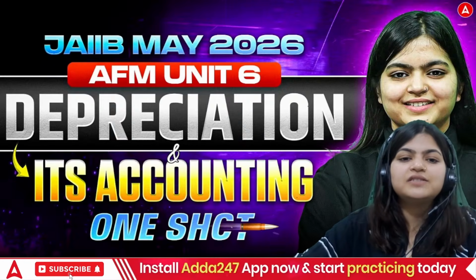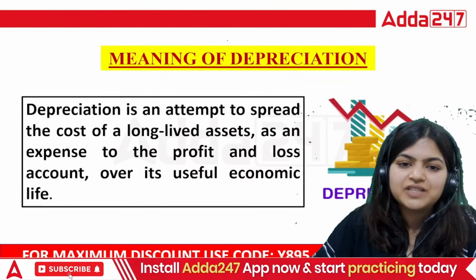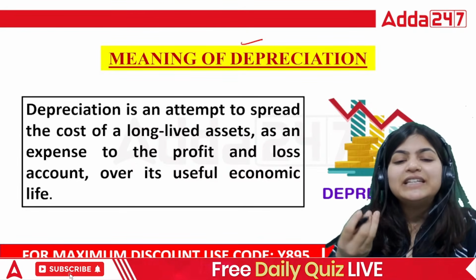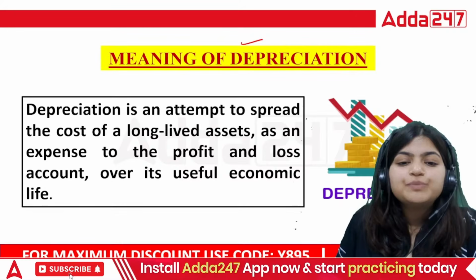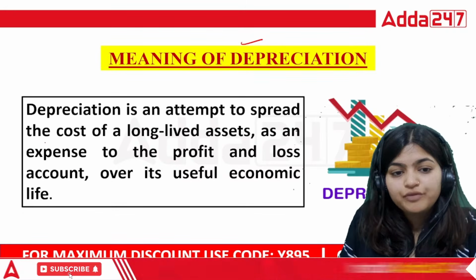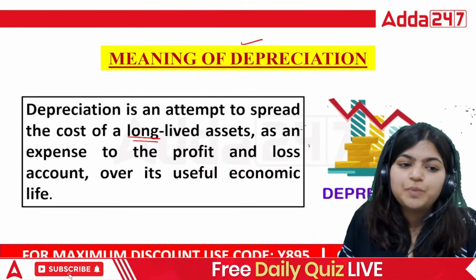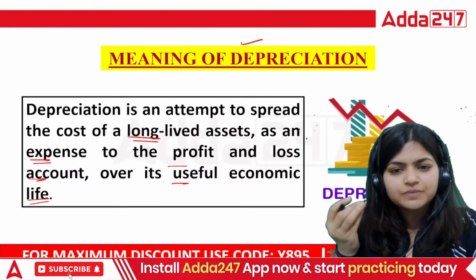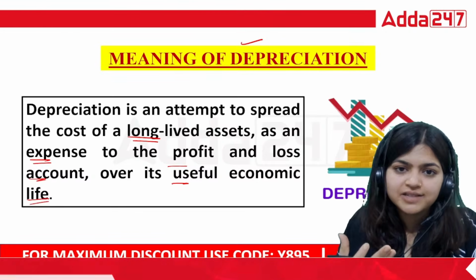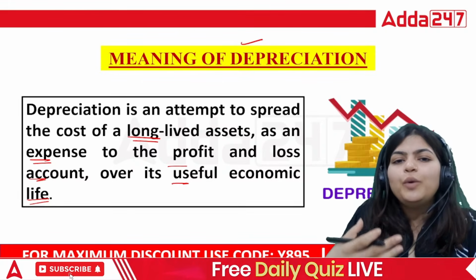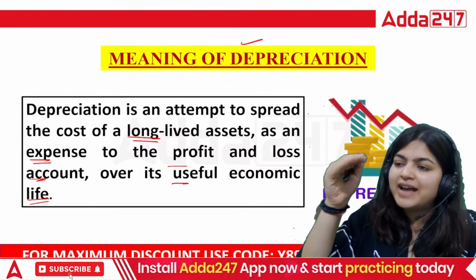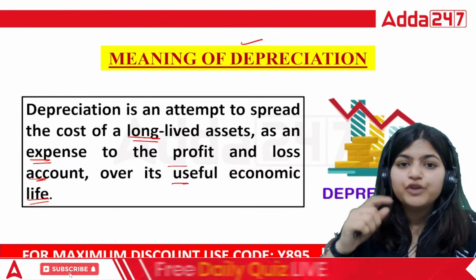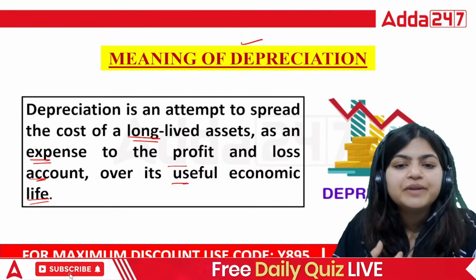So let's start. First thing is the meaning of depreciation. First we need to understand what is the meaning of depreciation. Depreciation is an attempt to spread the cost of a long lived asset as an expense to the profit and loss account over its useful economic life. Basically, when we purchase any asset, we use it, and over the period of time that value is falling down. So the decrease in the value of your asset is just because of depreciation.